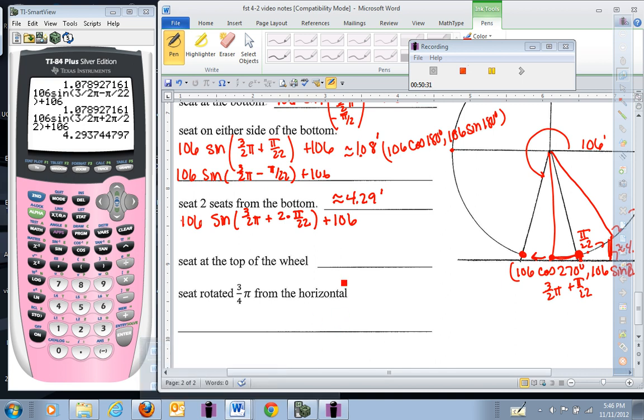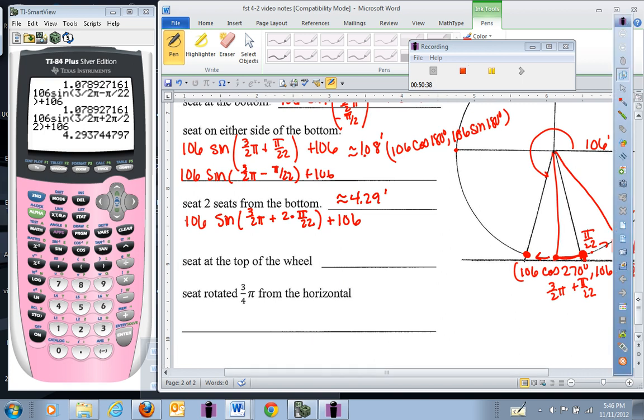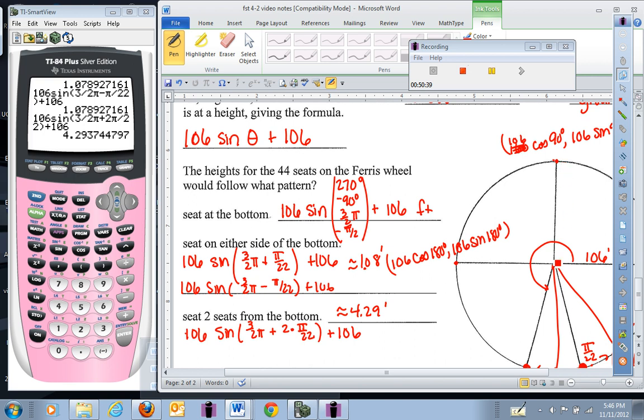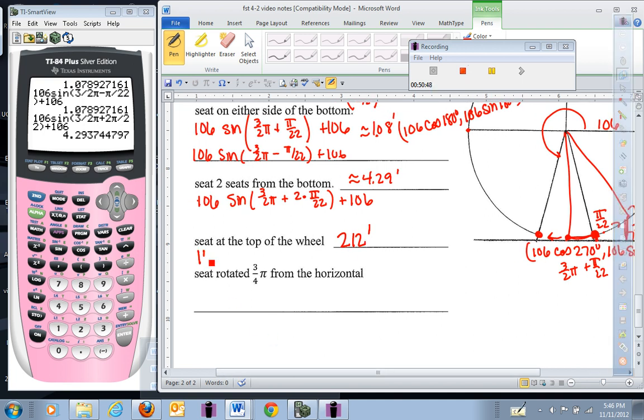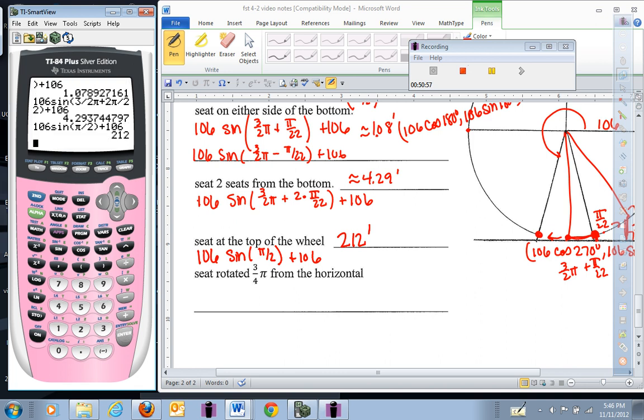Now the seat at the top of the wheel, that's kind of interesting. We should be able to get that one without even really thinking about it. At the top of the wheel, that's a diameter, so how high off the ground should you be? You should be 212 feet, shouldn't you? Okay, if you did 106 times the sine of pi over 2, and then added 106, let's see what you get. 106 times the sine of pi divided by 2, and then adding 106 does indeed give you 212.